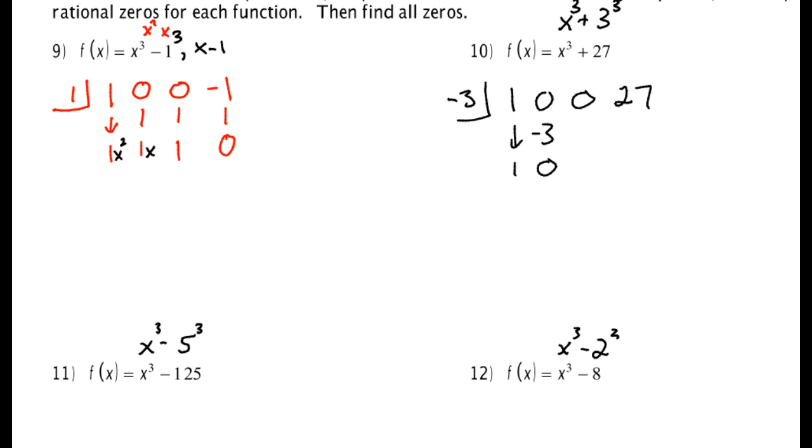Oops, not 0, negative 3. Right? We got x squared on this one. We get x squared minus 3x minus 9. What's that? Positive 9. Thank you. Positive 9.